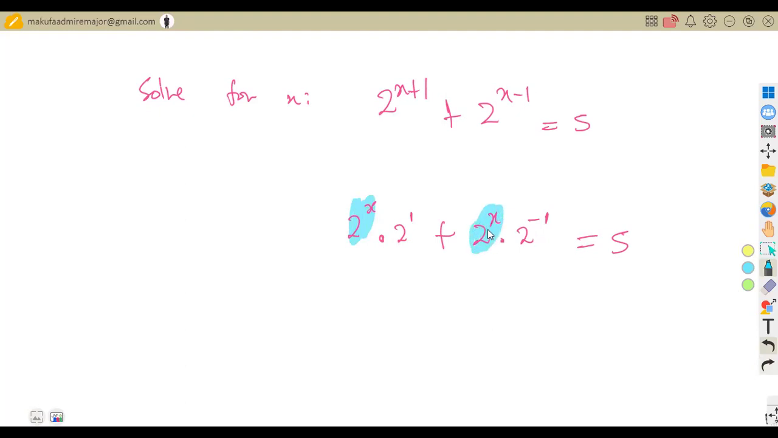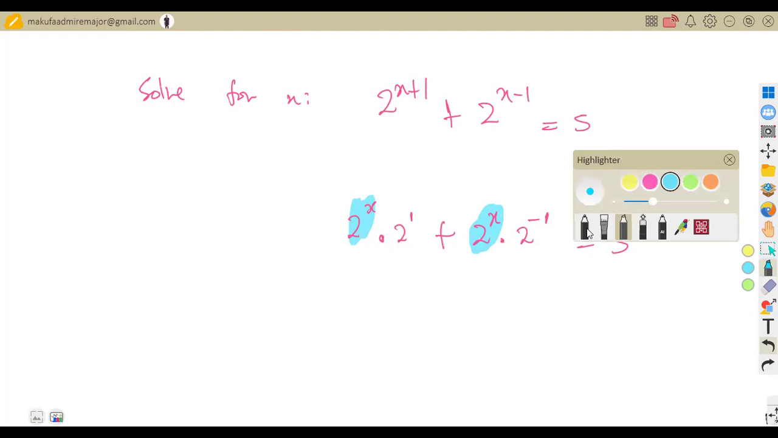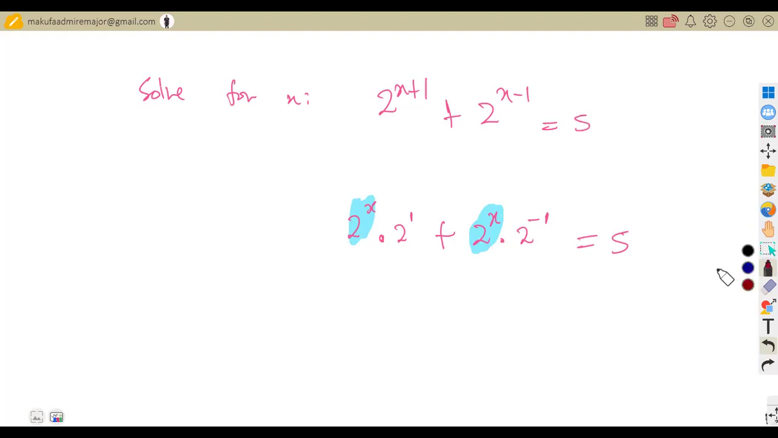So in this situation, there's no need for us to introduce a quadratic. No, this is a normal linear equation under these exponents, considered linear because we can factor out this common term. 2 to the exponent of x can be factored out. We remain with what here? We remain with 2 to the exponent of 1, plus here we remain with what? 2 to the exponent of minus 1. So we're going to add 2 to the exponent of minus 1, which is equal to 5.